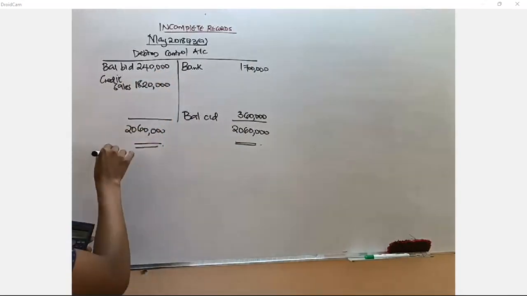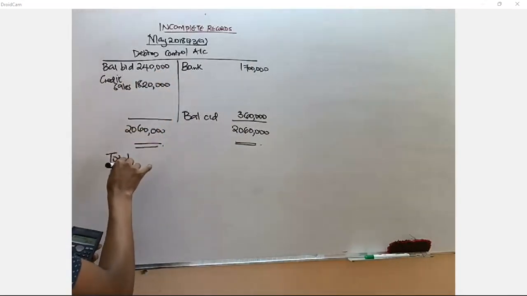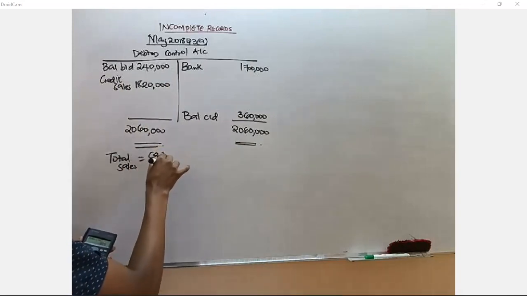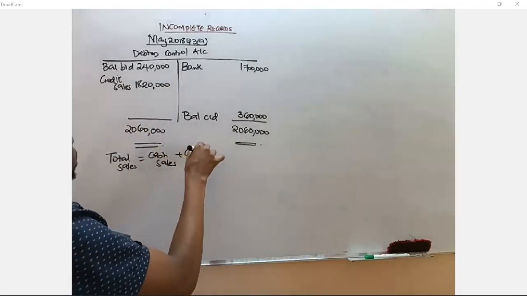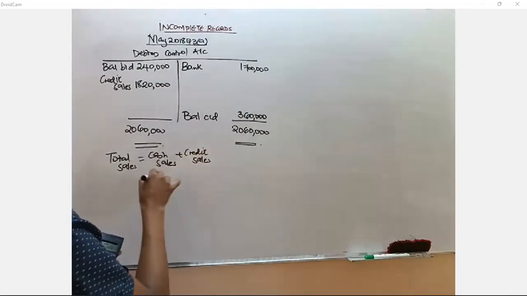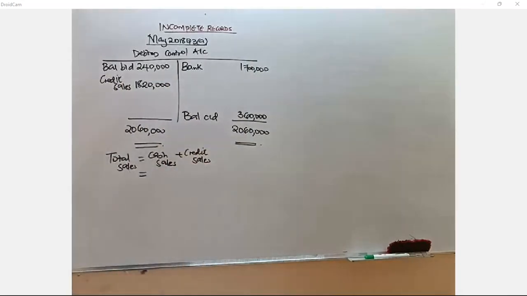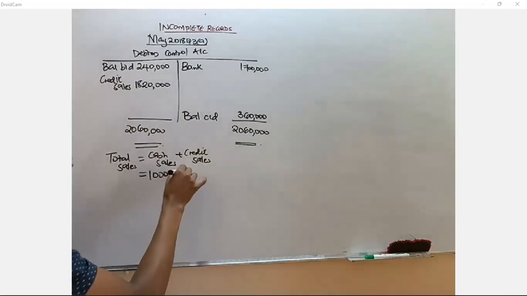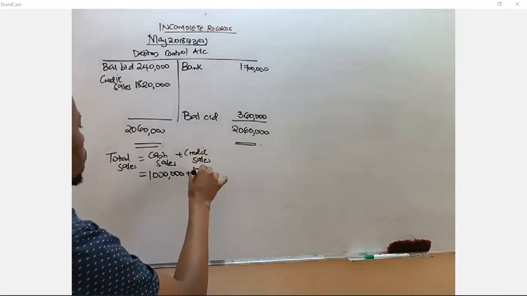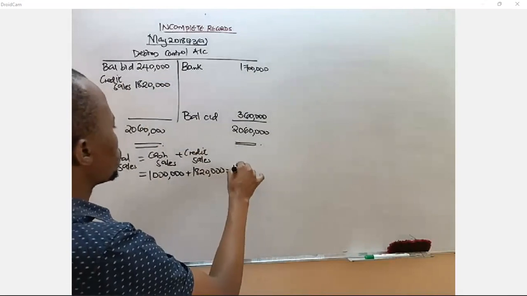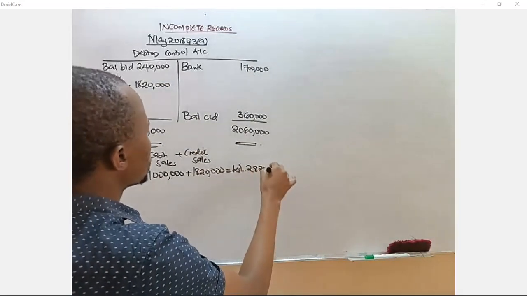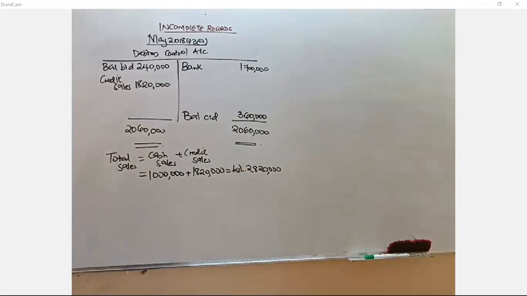Right? So in this case, when you're calculating your total sales, we say take your cash sales, add your credit sales. My cash sales in the question there, we are being given a cash sales of how much? Cash sales we are being given 1 million, plus credit sales of 1,820,000. This translates to Kenya shillings 2,820,000. Those are my total sales.